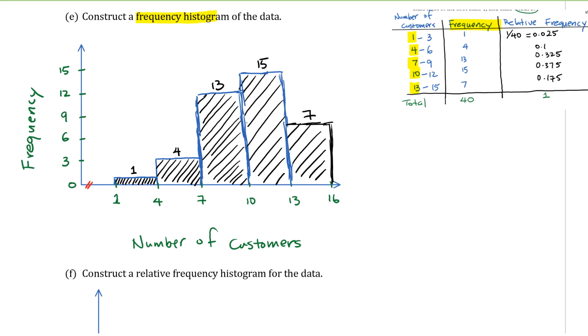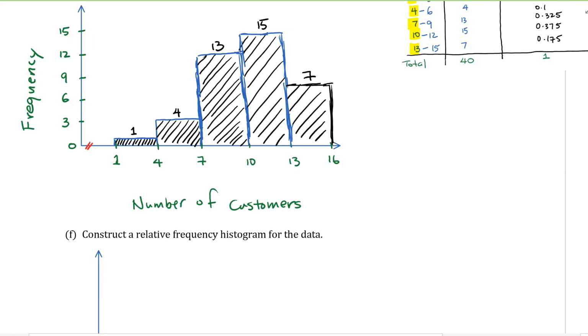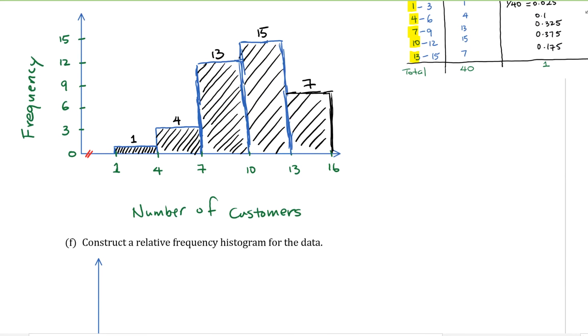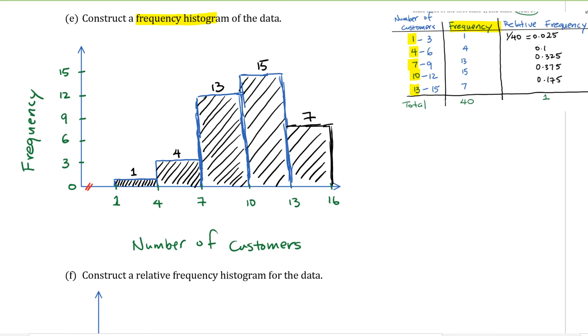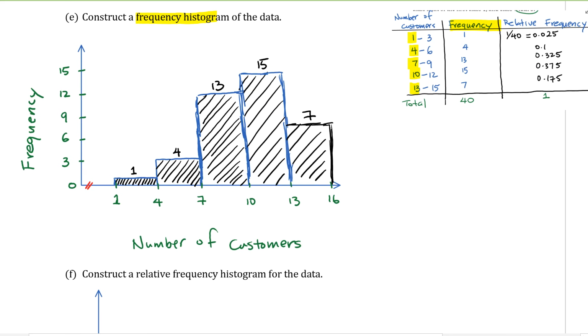Now, the next one is I'm going to construct a relative frequency histogram. Now, the horizontal axis will be exactly the same. The difference is the vertical axis. Instead of using frequency, the vertical axis, we should use relative frequency. Okay, so let me just label the vertical axis.